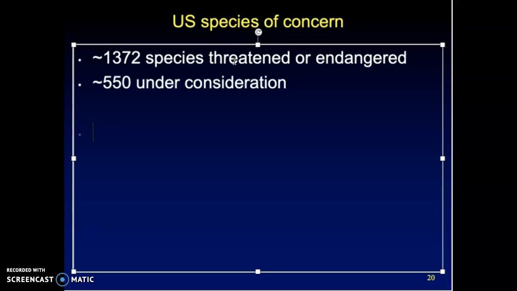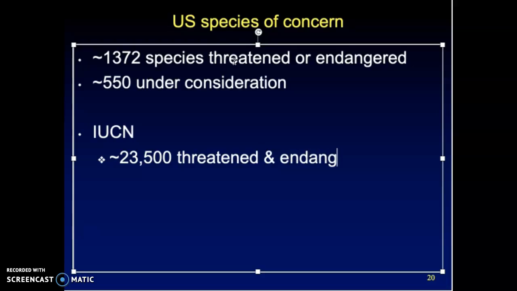That's in the US. When we talk about global, the IUCN organization, the International Union for Conservation of Nature, globally we're looking at about 23,500 species that are threatened and endangered. 23,500. That's what's sitting on the IUCN Red List right now. So if you guys Google IUCN Red List, it takes you out there. You can look up species, figure out what their status is. That's a big number. That's a scary number.